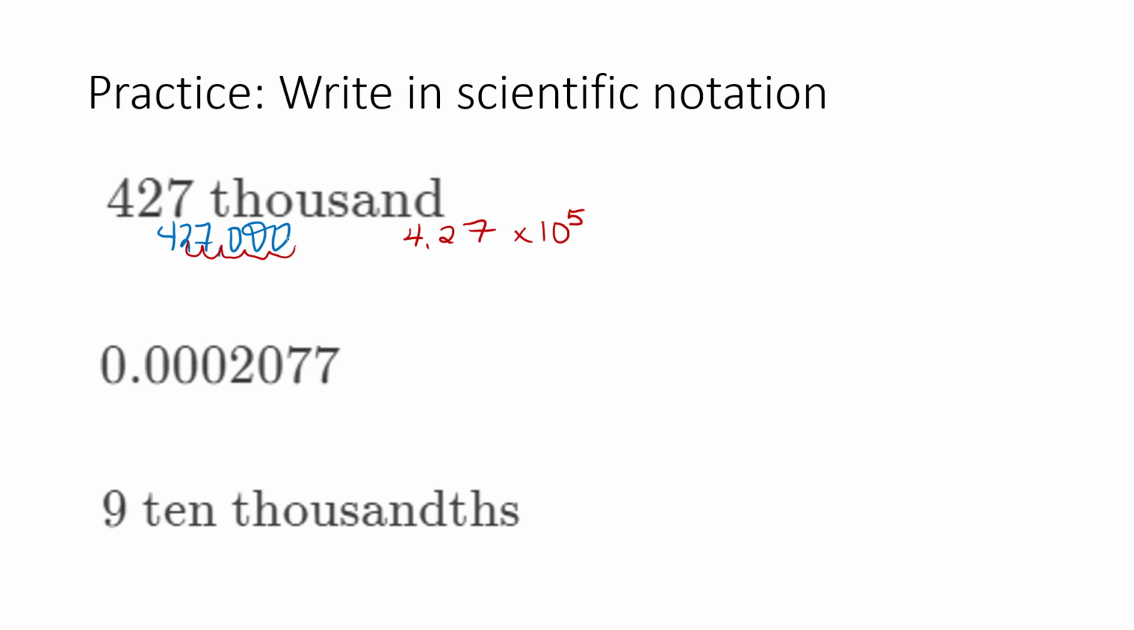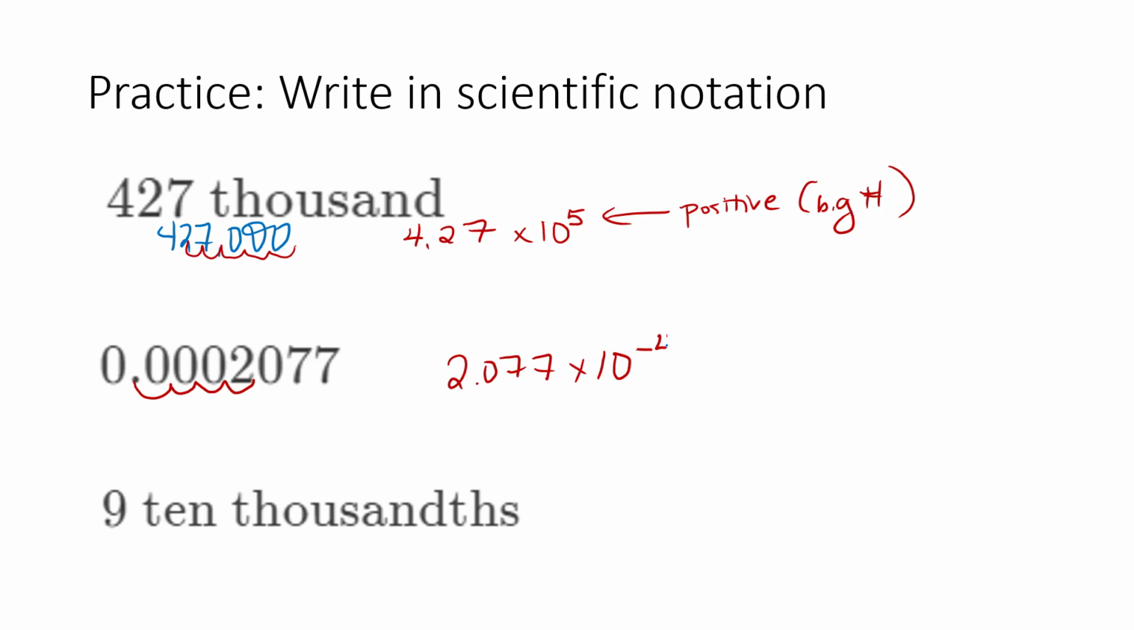And counting the decimal places is really just counting the power of 10. It's a positive exponent. And remember, that correlates with it being a big number. This one's going to be a negative exponent because it's a small number. But again, I'm going to count 1, 2, 3, 4. So this is going to be 2.077. It's not going to be times 10 to the 4th. It's going to be times 10 to the -4.